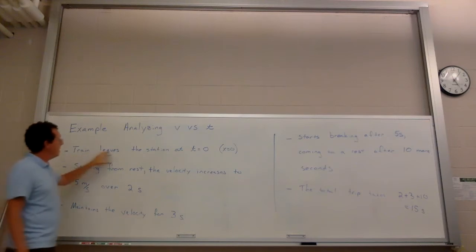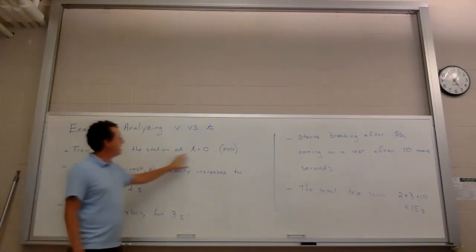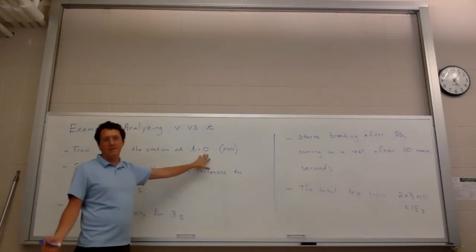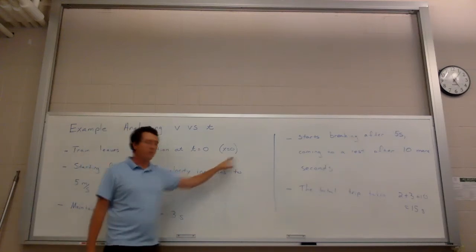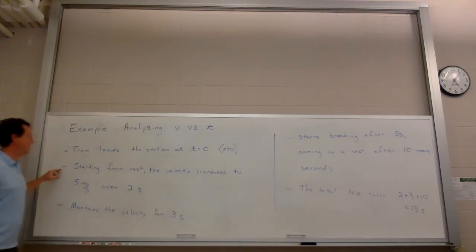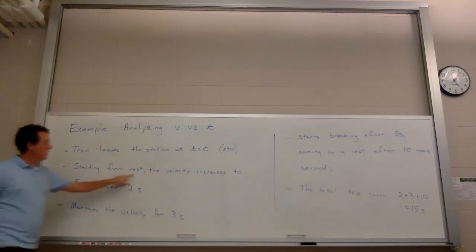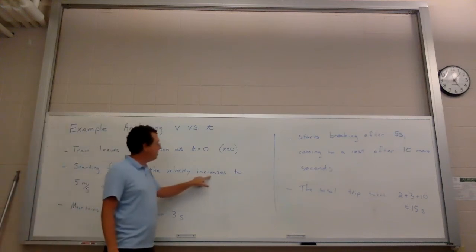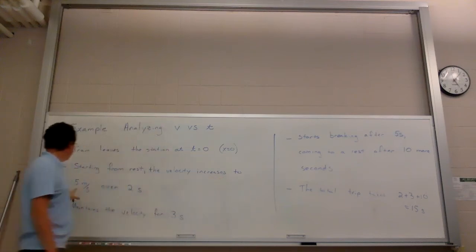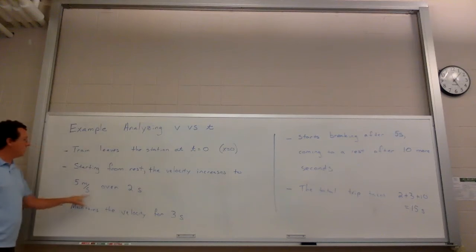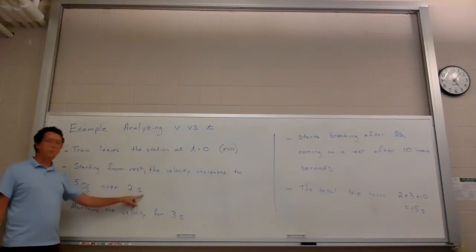There's a train. It leaves the station at time equals 0. That's convenient. And we'll just go ahead and say that that's x equals 0. That's our choice of reference point. And we will assume that it starts from rest. So starting from rest, the velocity increases steadily. We'll assume it's a steady increase to reach 5 meters per second over 2 seconds. So it takes 2 seconds and it steadily increases.